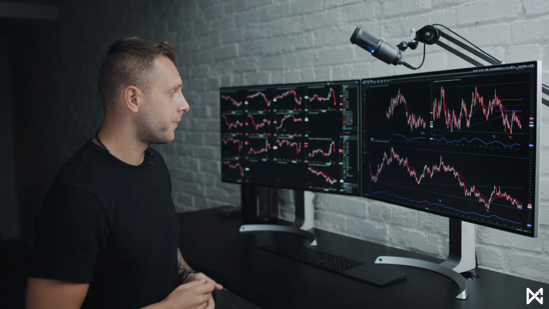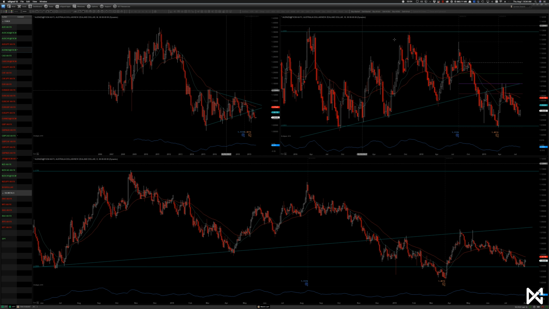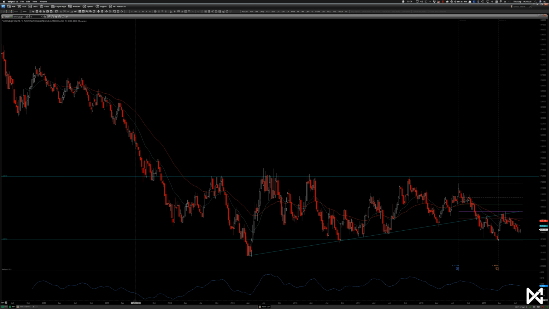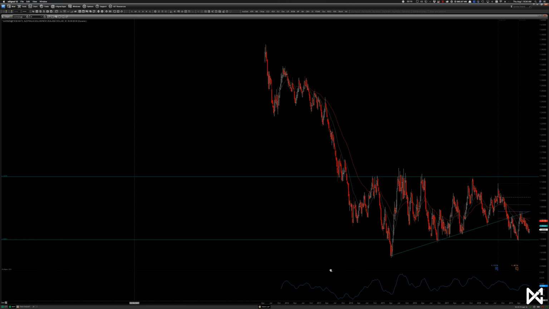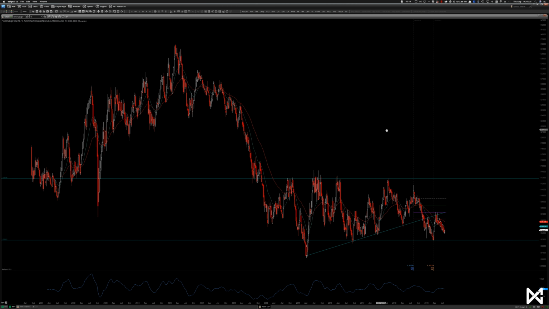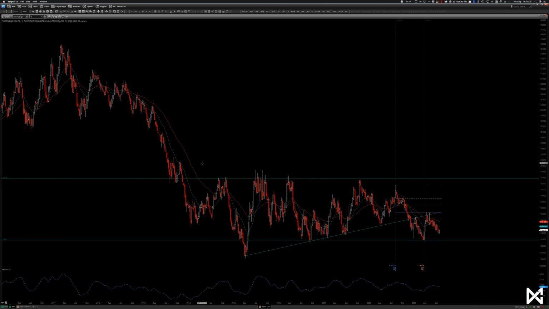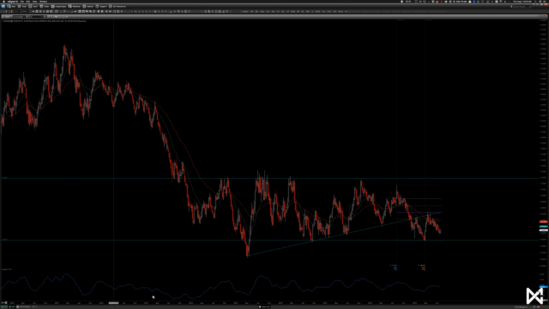Let's have a look. So the first thing that I want to show you is what a ranging market looks like. So when you look at the chart here, we're going to look at the weekly chart first, and I'm going to zoom out. And then you'll see that pretty much price action since roughly 2014 till now has been moving sideways. It hasn't really gone anywhere.